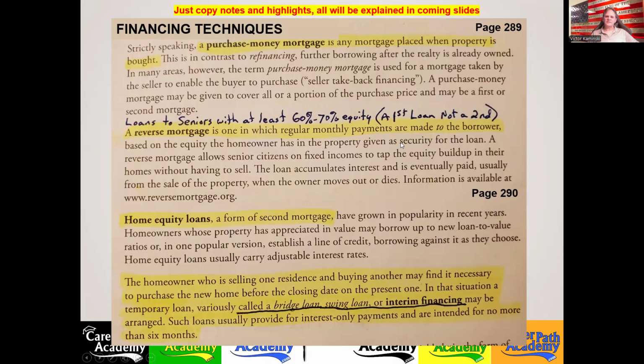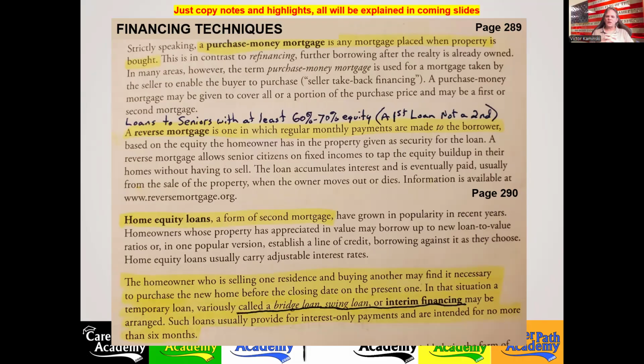Okay, now this is a first loan. It is considered to be a first loan and not a second loan, because if you have a first loan still on your house and most of it has been paid off, and you go get a reverse mortgage, well, they will pay off any existing loans on the property so that they are the only loan. And then the lender will make monthly payments to the homeowner, paying them back their equity.